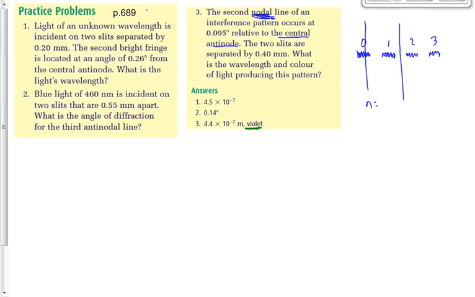The second nodal line, this is the first nodal line, right? This is the second nodal line. The second nodal line occurs between 1 and 2, therefore we'd say it's what, Jesse? 1.5. 1.5 minus 0 is 1.5. So N would be 1.5 there. Jillian, does that make sense?